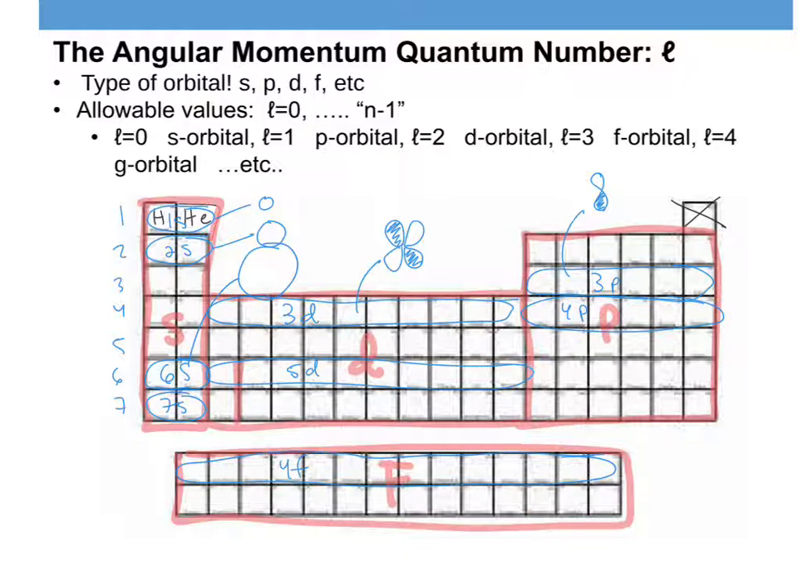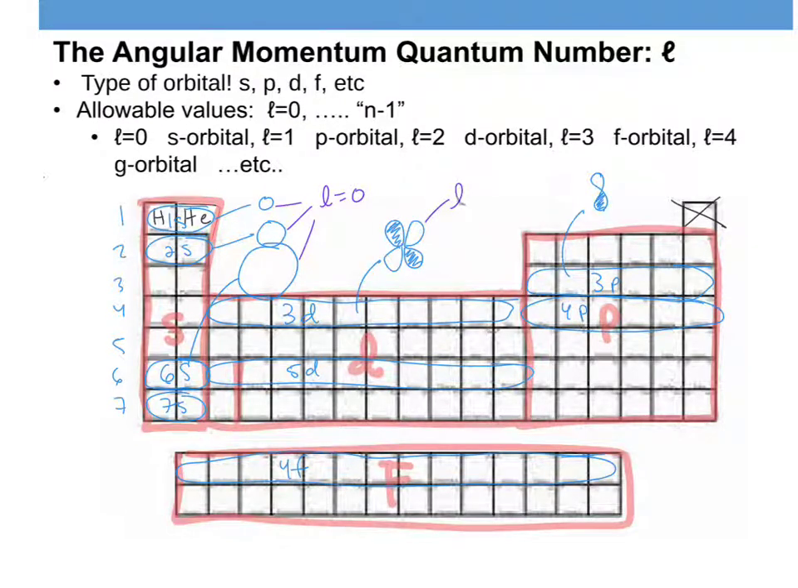Right now, what we're focusing on is the fact that I can look at these, and if it's an s orbital, I know that all of these s orbitals have the same angular momentum value, which namely is 0.